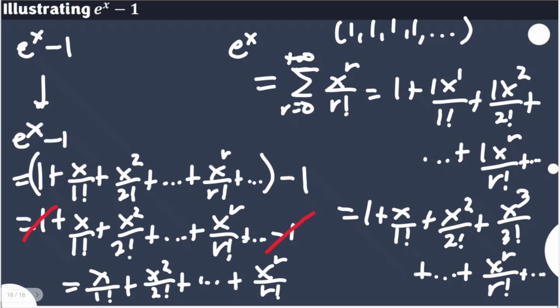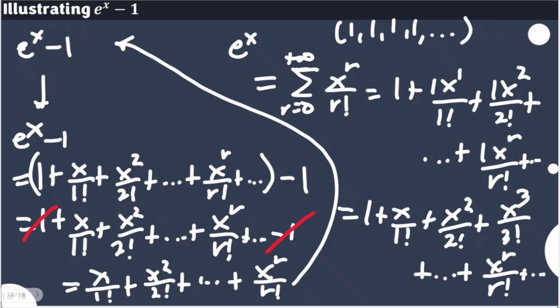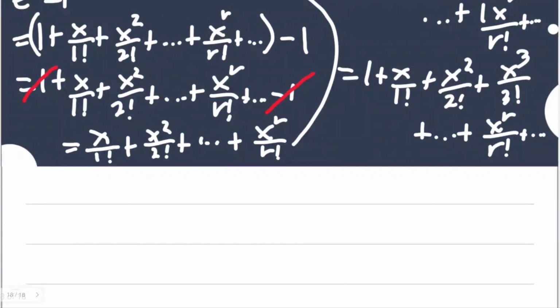This is the exponential generating function for e to the power of x minus 1, which gives us the sequence 0, 1, 1, 1, 1, and so on. We start with 0 because we don't have the first term. What does this tell us now? What is the implication of this?